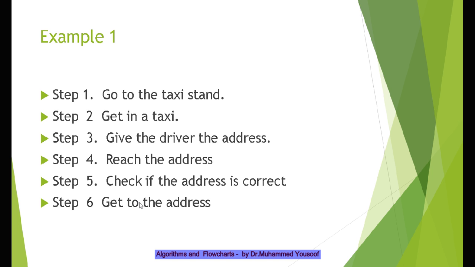First, go to the taxi stand. Wait for the taxi. Get the taxi. After getting the taxi, tell the person where you want to go. After you tell the person where you want to go, he will drive, and after he drives, he reaches the destination. Check that you have reached the place. Then you pay the money and go to the house. So this is a typical simple example of an algorithm.